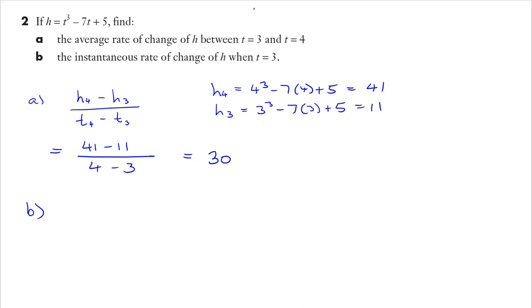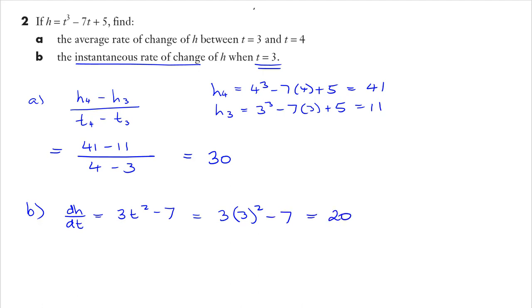Part B, what's the instantaneous rate of change? To get the instantaneous rate of change, we can use differentiation. So dh/dt will give us the instantaneous rate of change. That'll be 3t squared minus 7. We want to know the value when t equals 3, so we substitute 3 in and get 3 lots of 3 squared, so 9 times 3 is 27, take away 7, and that gives us a value of 20.